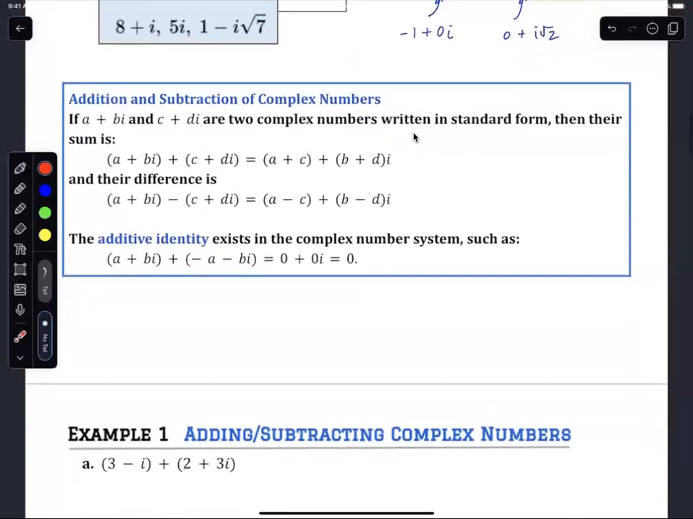Therefore, in the complex number system, since we have i's now, we're not just in the real number system anymore. If we have a plus -a, that's 0, and then bi plus -bi is 0i. So this is defined as the additive identity in the complex number system, because if I add this to any number, it keeps it the same.